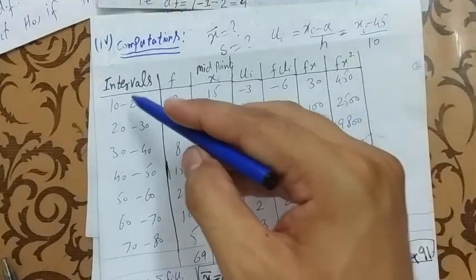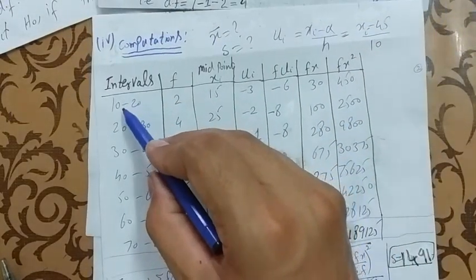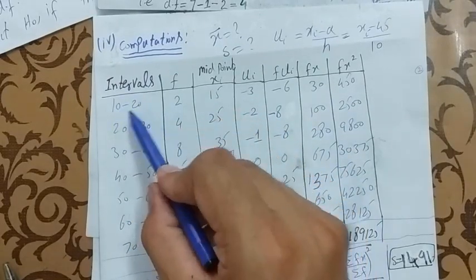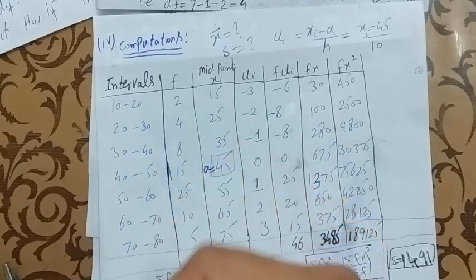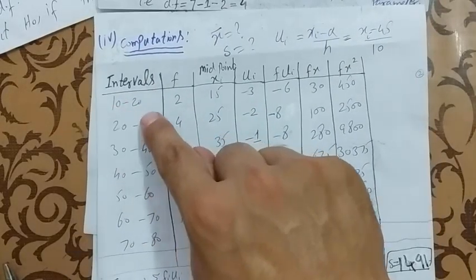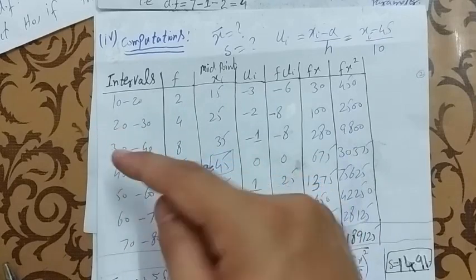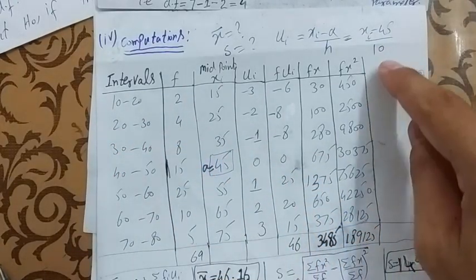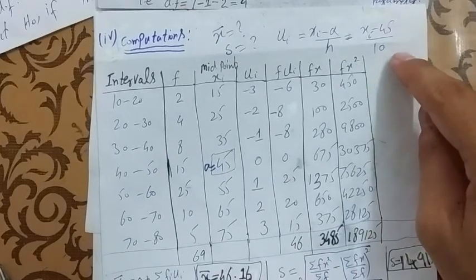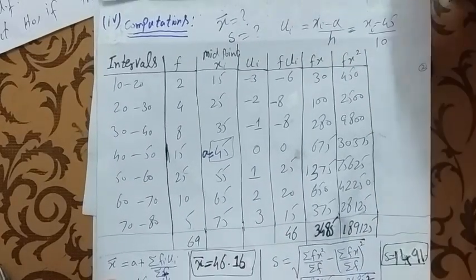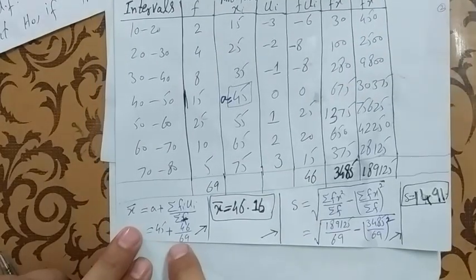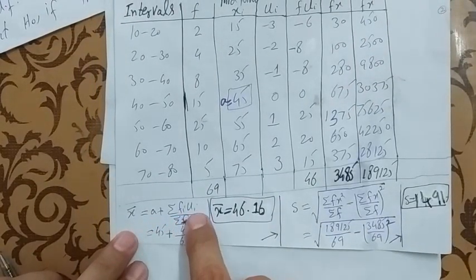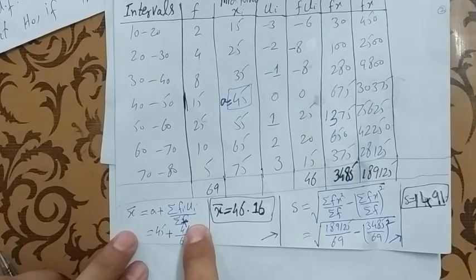h is the interval, the height of the interval 10 to 20, 20 to 30. What is the height? 20 minus 10 is equal to 10. 30 minus 20 is equal to 10. So the height is 10. This is u, and now how do we find the mean? Mean is equal to a plus summation fi ui over summation f.